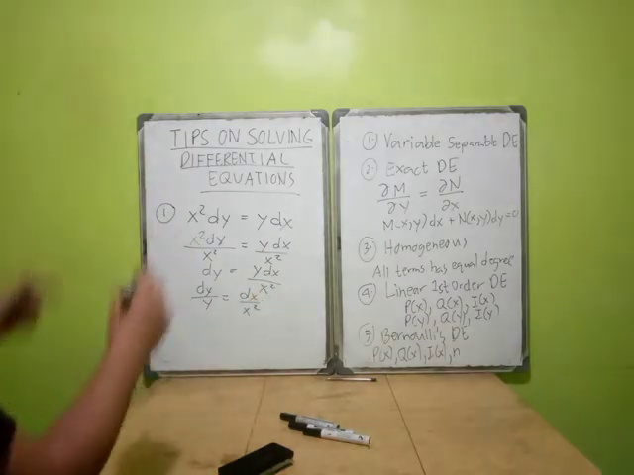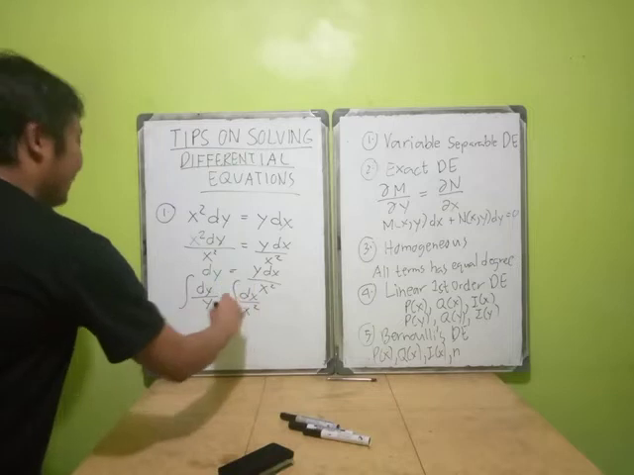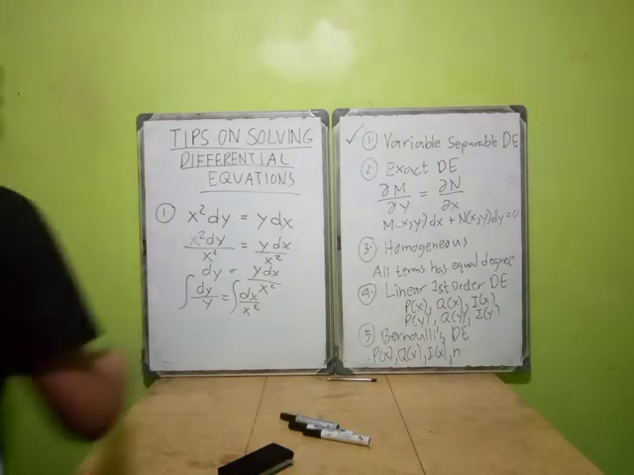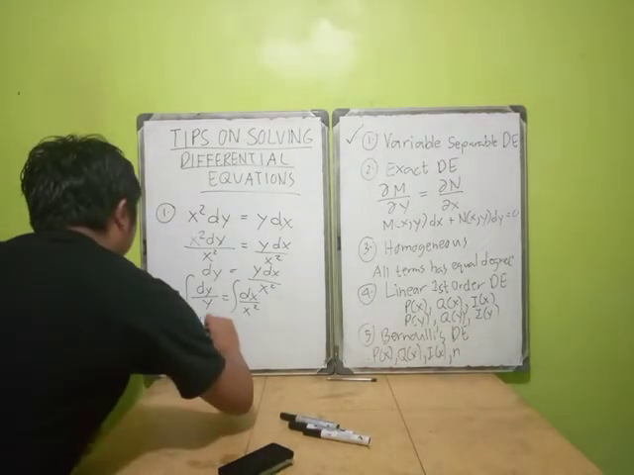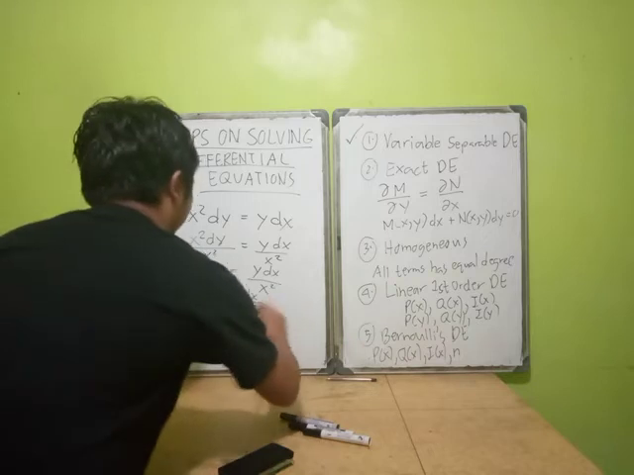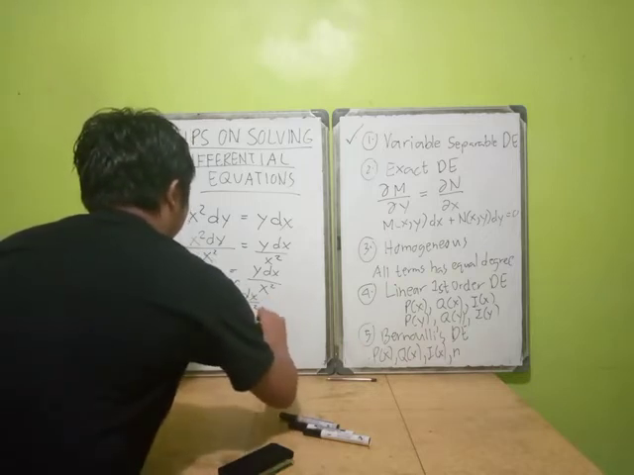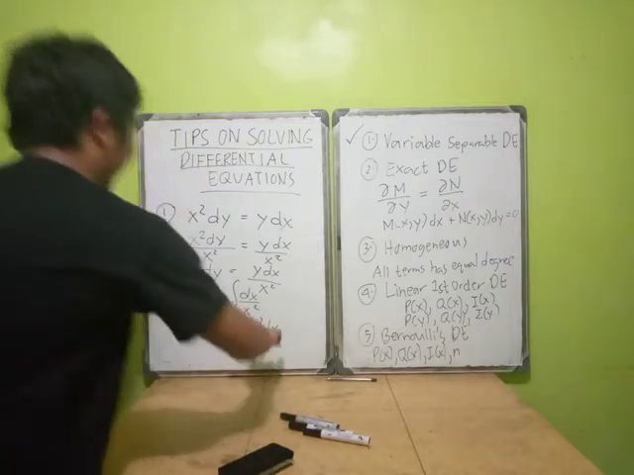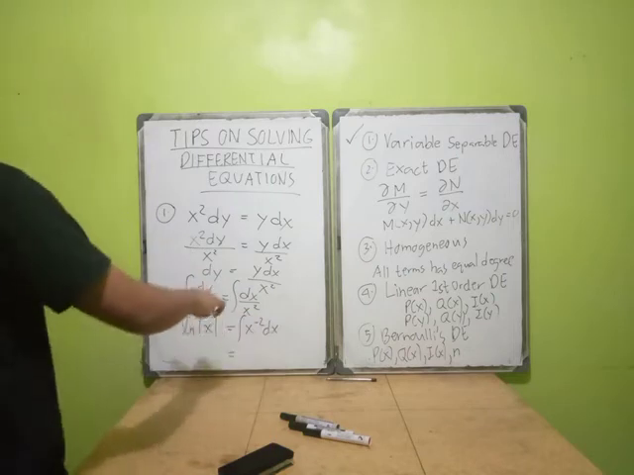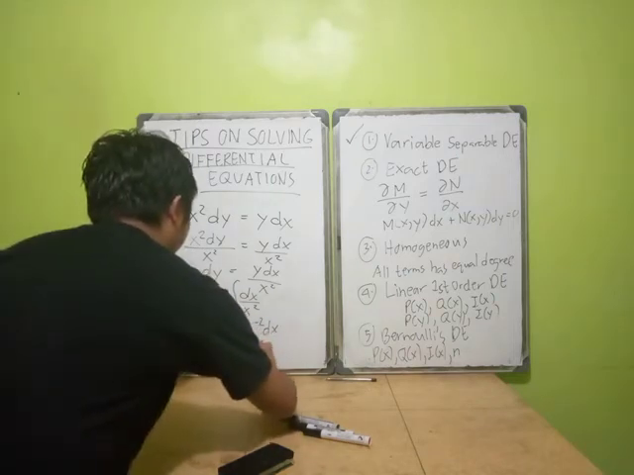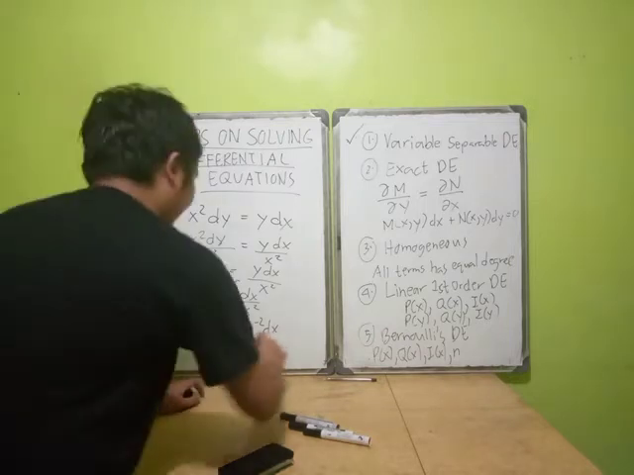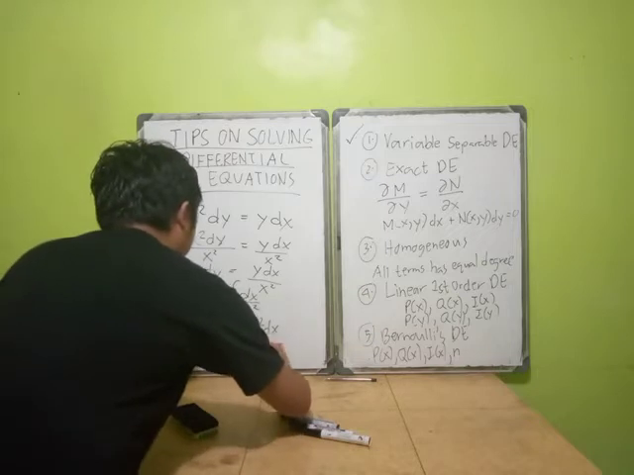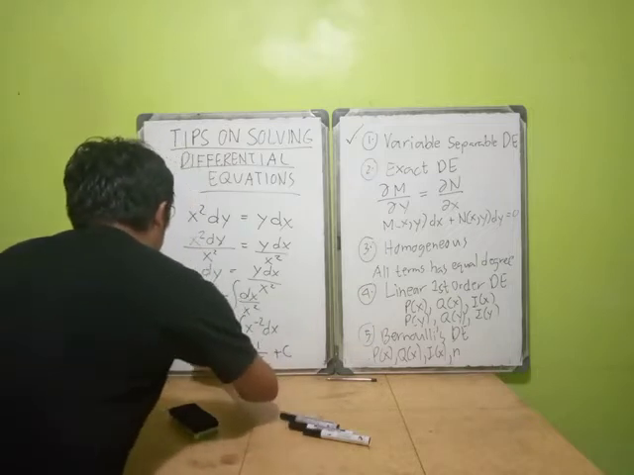Okay? So pwede ko na palang i-integrate. So therefore, it is a variable separable. So ito magiging ln of absolute value of y. Ito magiging, ano to siya eh? X to the negative 2 dx. Okay, so magiging negative 2 plus 1. So magiging x to the negative 1, negative x to the negative 1 plus c, or negative 1 over x plus c. So ito yung sagot niya.